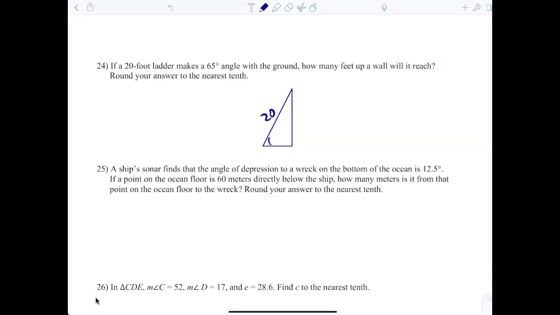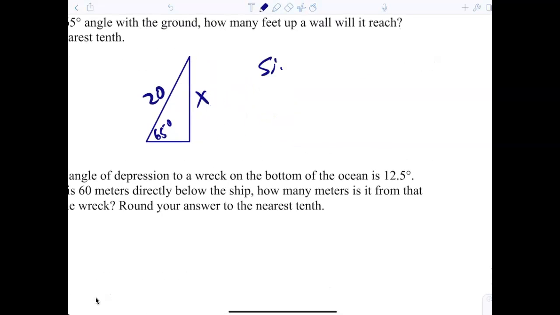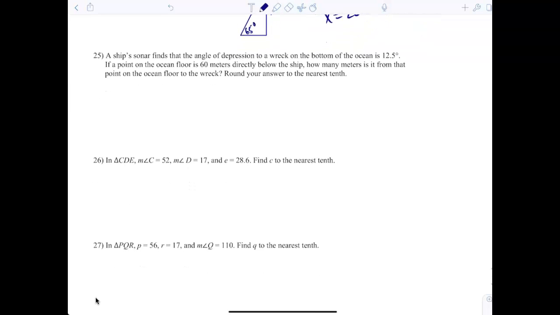20-foot ladder, 65 degrees. How many feet up the wall? X. So what trig function is involved here, guys? Sine of 65 equals x over 20. X equals 20 sine 65. 18.1 feet. I think that's easy, right? Everybody good?